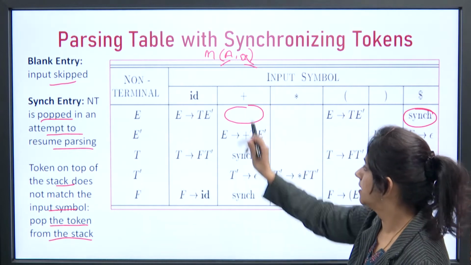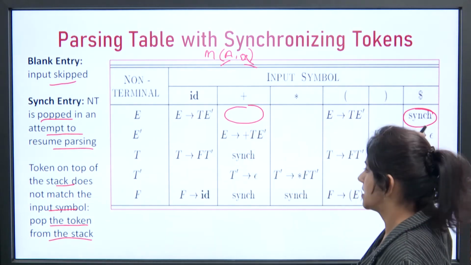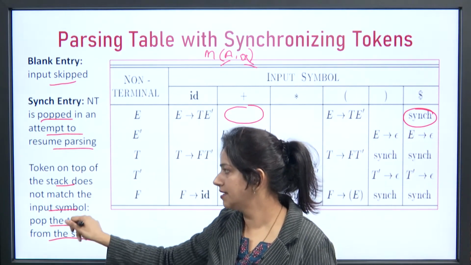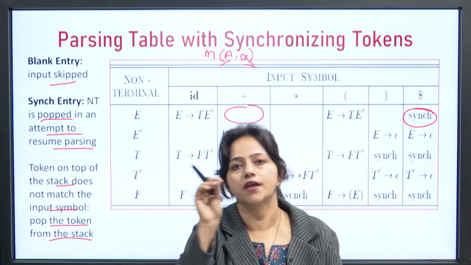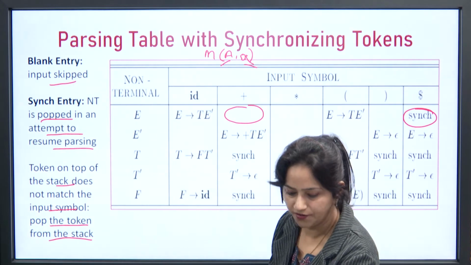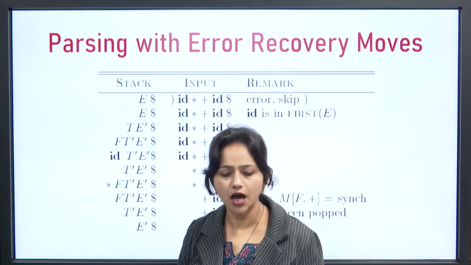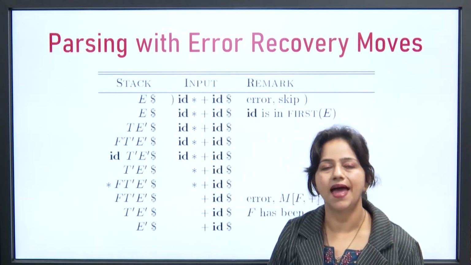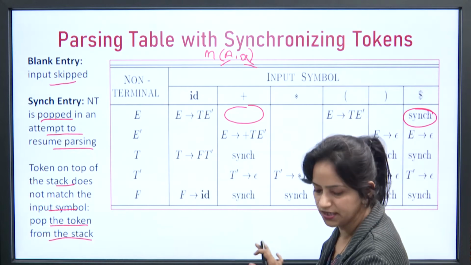Alright. So, here is the table. It could be the blank entry, it could be the synchronized entry, or the third case is when the token on the top of the stack and the input symbol that we are reading do not match. If they are not matching, then we will pop the symbol from the stack. Now, we will see this example and apply this parsing table.